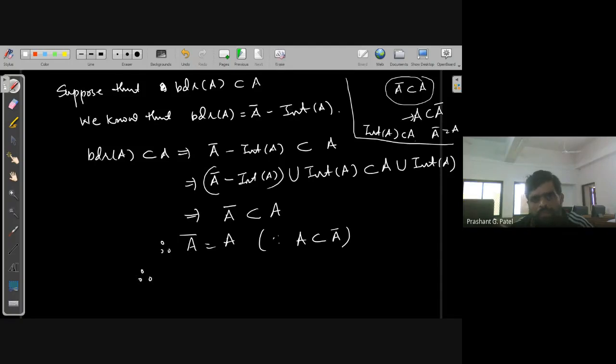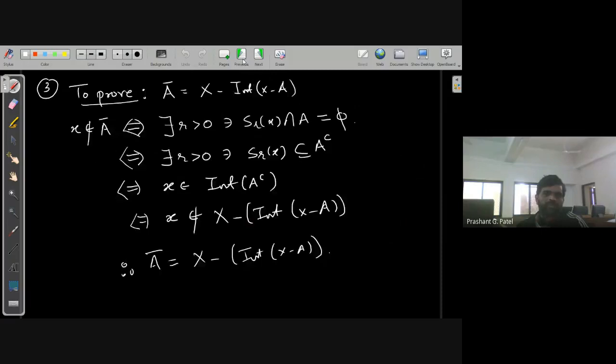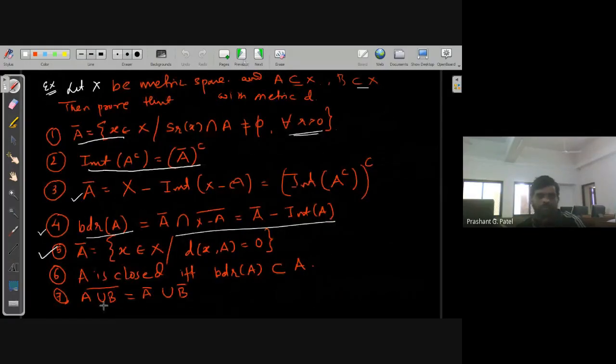Hence A is closed. And that proves that if the boundary of A is a subset of A, then A will be a closed set. What was the next result? The next result is for the closure of A union B: the closure of A union B is equal to the closure of A union the closure of B.